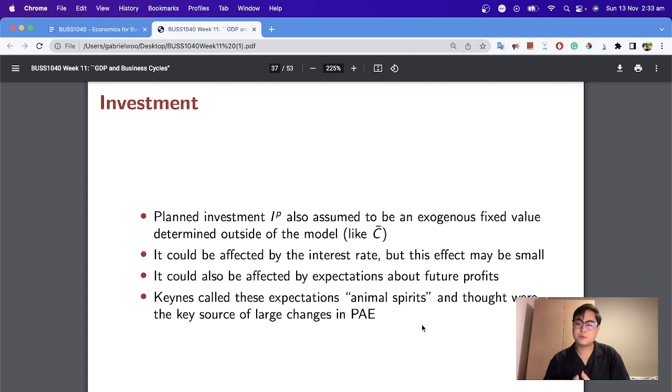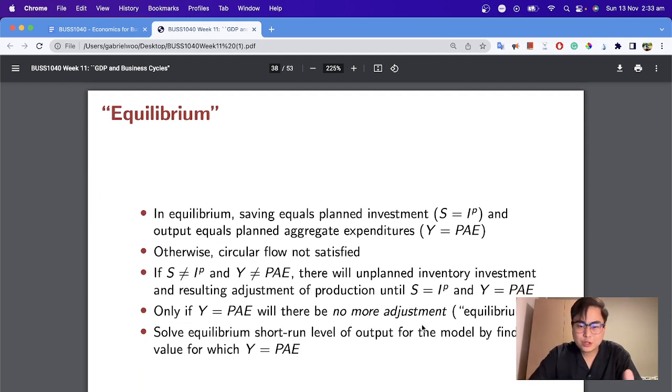coined the animal spirits. So this is the idea that you really don't know. This is where psychology and economics really overlap. It's the psychology of how firms perceive the future to be. Okay.